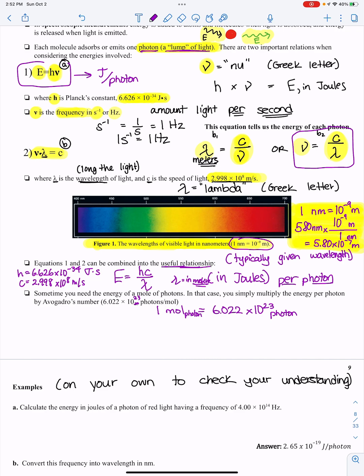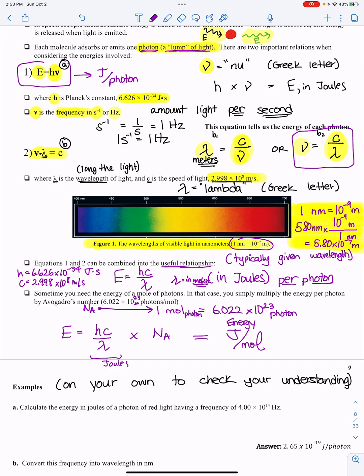What I could do is take this equation I have above, hc over lambda. This is going to give me my energy in joules. If I want joules per mole, I would have to multiply this by what I like to call Avogadro's number, Na. That's this business here. So if I multiply the energy that I get from the equation hc over lambda by Avogadro's number, I will get my energy in joules per mole. That is my energy.